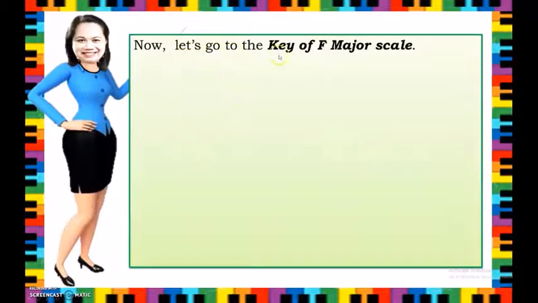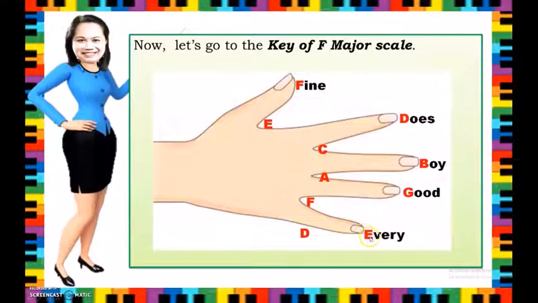Now, let's go to the key of F major scale. Let's go back to the letter names, which are Every Good Boy Does Fine, and the spaces, F-A-C-E. The first space is D. Let's look at where the F is in the F major scale. In our staff, the F is in the first space.